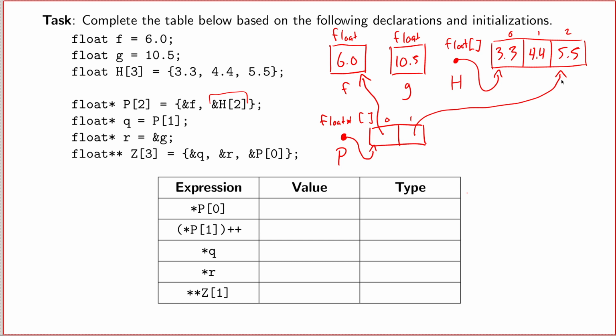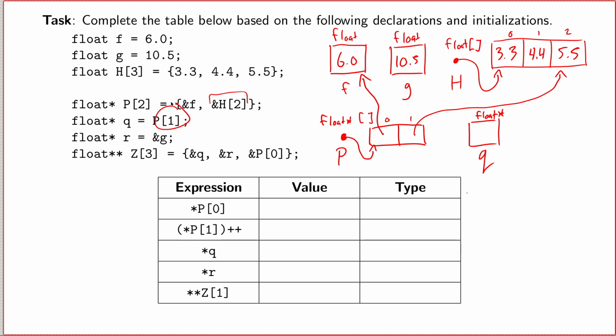All right. Next thing, float star q equals p sub 1. There's a lot of nuance to this. It's easy to get tripped up by this. So float star q equals p sub 1. We'll draw it on our diagram first. So q is a float star. There it is. P sub 1. Okay, so let's validate the types.